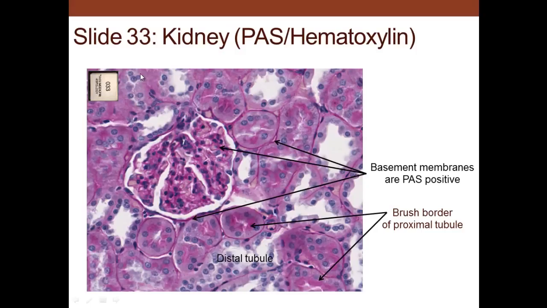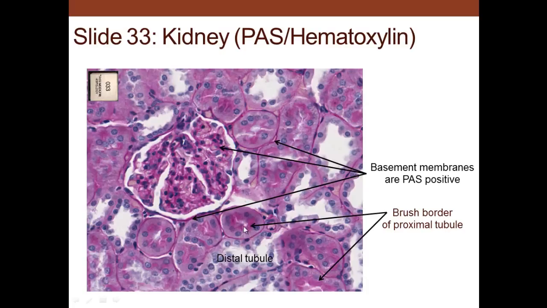And slide 33, which is staining for PAS, and the basement membrane of these cells is PAS positive. All epithelium sits on the basement membrane, so you can see it at the bottom of these duct cells. Also, you can see the pink that runs through there is the basal lamina between the endothelial cells and the podocytes as well. Distal tubule here, you can note you don't have a brush border that you have here with the proximal tubule. Distal, no brush border.